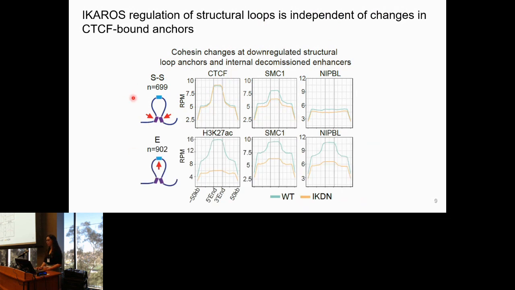However, all these structural loops span an enhancer. And when we look at these regions, we saw that there was a loss of H3K27 acetylation and SMC. And this suggests a very cool mechanism in which cohesin is decreased in the internal enhancers, and this also led to a decrease of cohesin in the anchors and a weakening of these loops. So this suggests that Icarus regulation of structural loops is independent of changes in CTCF bound anchors.